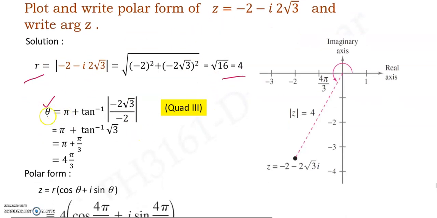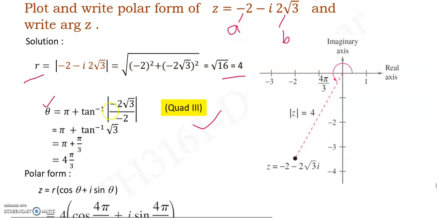Then we will find theta. Now here real part minus 2, imaginary part minus 2 root 3. So both are negative, so that is in the third quadrant. Third quadrant means how to find theta? Theta is nothing but pi plus tan inverse, this is alpha, tan inverse of modulus b by a. What is b? Minus 2 root 3. a is minus 2.